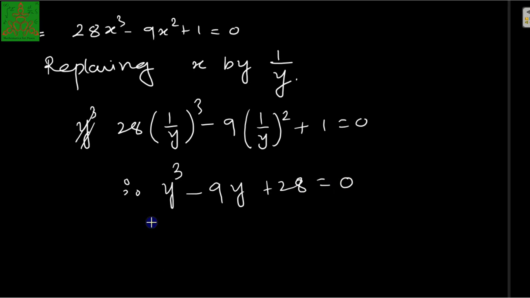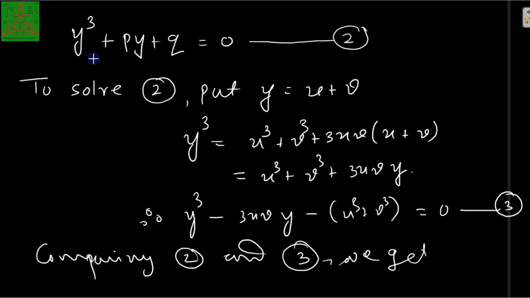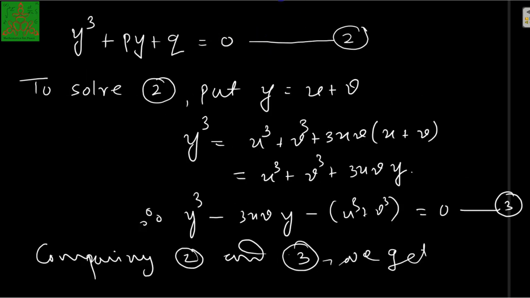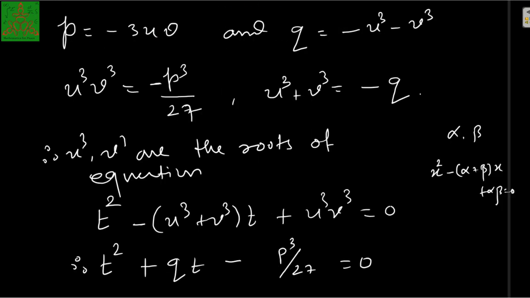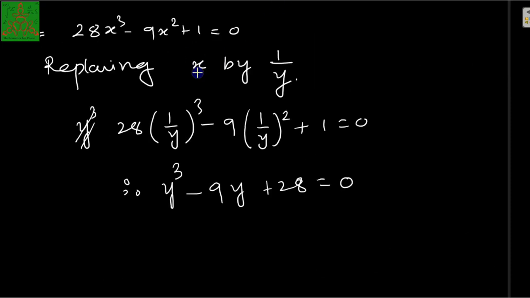Now what will happen in this equation? There is no term of y square. So we are into the previous situation, we are at equation number 2. Directly we reach equation number 2. Otherwise, we would have to first eliminate the term having the x square, and then we can go further. So by just replacing x by 1 by y in one step, we can have this as an equation.